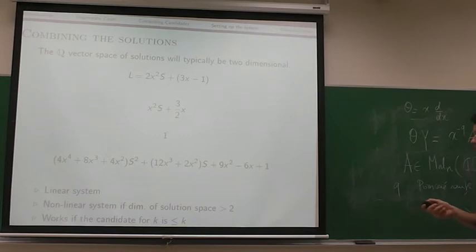So the advantage of this method is that we get a linear system, and the system is only nonlinear if the solution space is greater than 2, which actually does not happen. I mean, it can happen, but usually when it happens, it means that you have chosen the wrong candidate K, because you have chosen K too small. You can choose a little bit bigger. And this procedure always works if the candidate for K is smaller or equal to K. It will always produce a right solution.